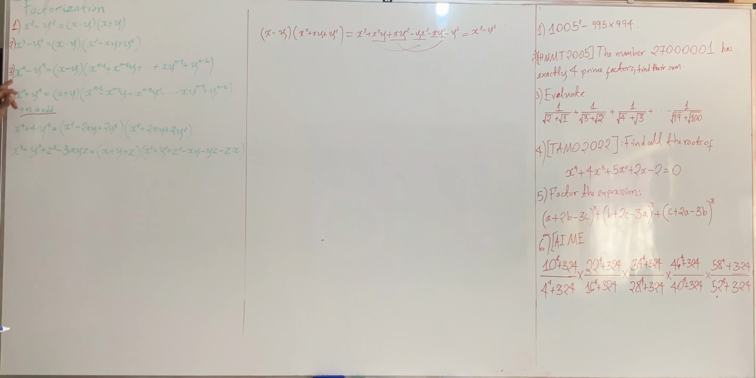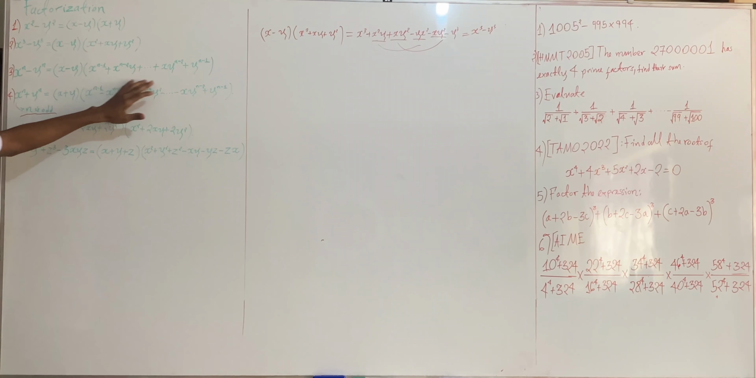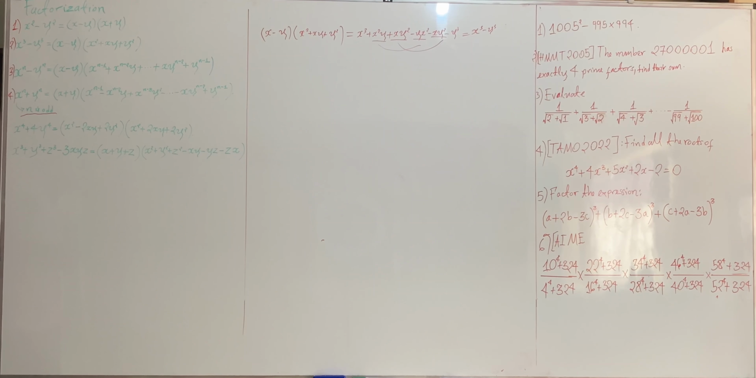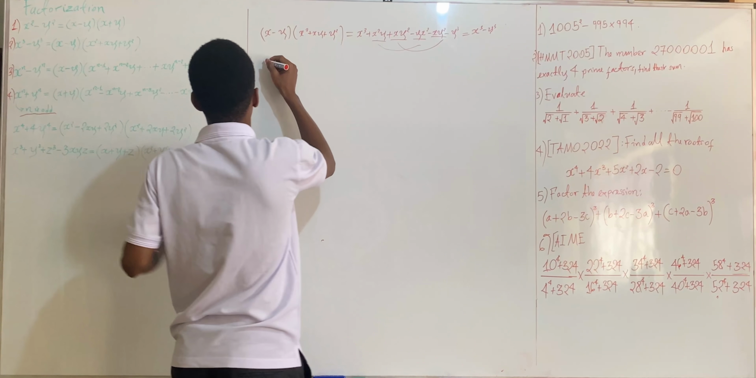For the third identity, we have x to the n minus y to the n equals x minus y times this term here, which is of degree n minus 1. In this case, n can be any positive integer. It could be 1, it could be 2, it could be 3, it could be any positive integer. Then this factorization will be true. So in this case, we can also try to prove this expression.